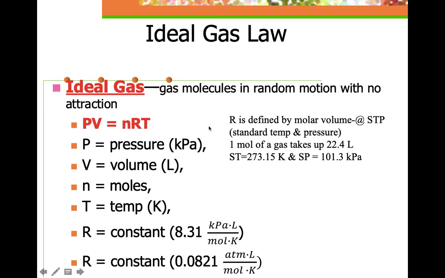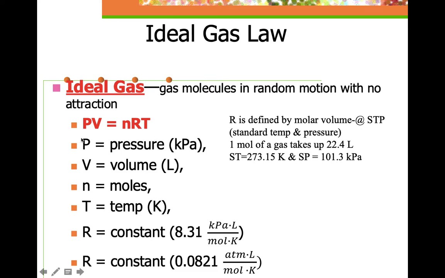Today we're going to talk about the ideal gas law. And quickly, I'm just going to mention the ideal gas law only works on ideal gases. We're going to talk more about what makes an ideal gas here in a little bit, but just keep that in mind as we're discussing this. So the ideal gas law tells us that PV equals nRT.